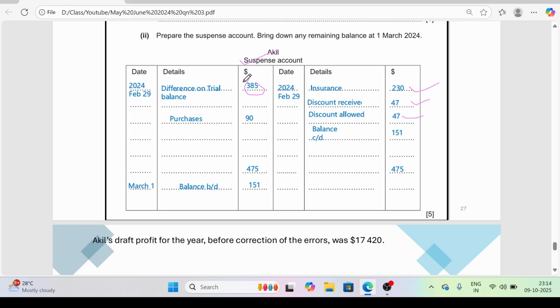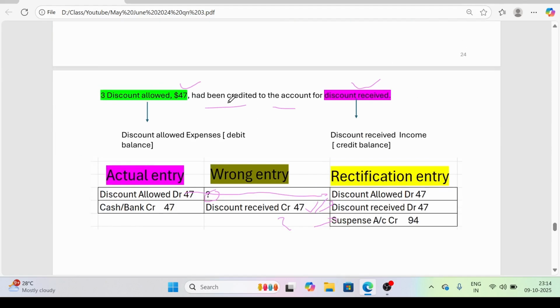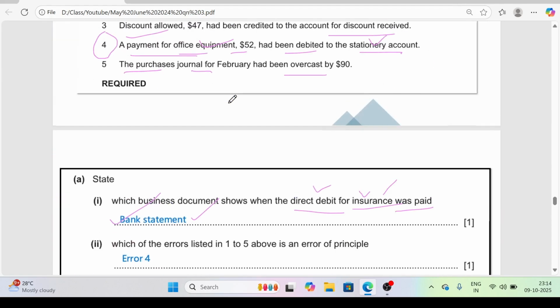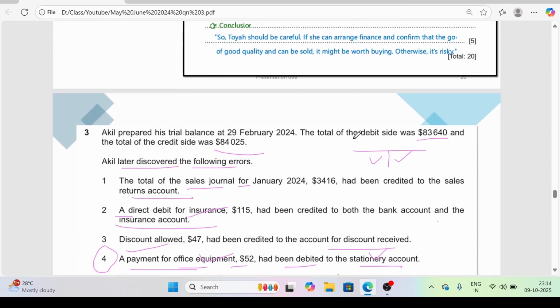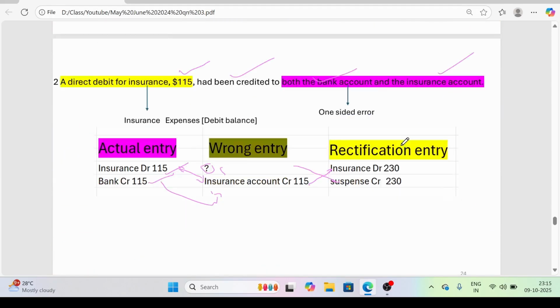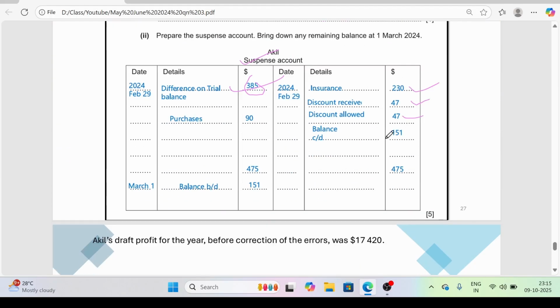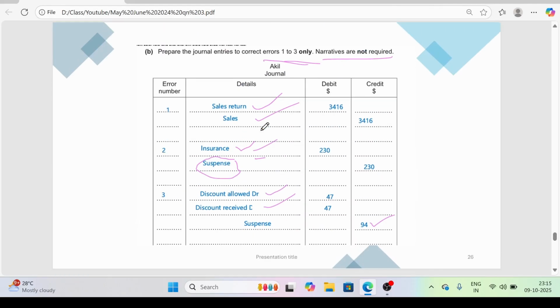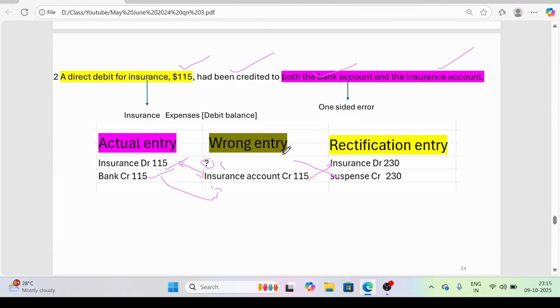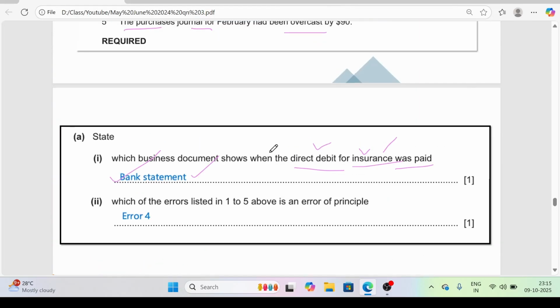Then this difference we already know that at the starting itself there was a difference. This one debit side there was difference 83,640 minus 84,025 credit side. The difference figure 385 we have to record in the debit side. Okay. Then purchases. Where is the purchases? There is one more transaction right here.